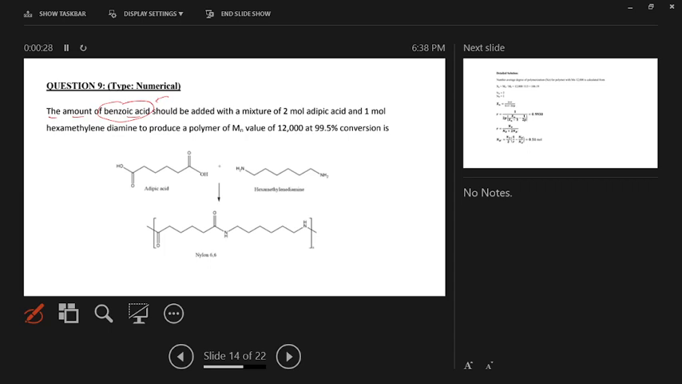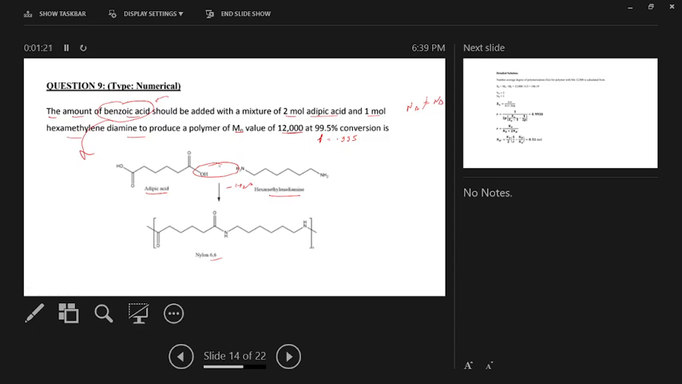Add to a mixture 2 mole of acetic acid and 1 mole of hexamethylene diamine. So here Na is not equal to Nb. To produce a polymer with a number average molecular weight Mn of 12,000 and conversion of 99.5%, or you can say 0.995. These molecules, acetic acid and hexamethylene diamine, react, releasing H2O, and they make nylon 66. We are adding benzoic acid externally. It acts as a chain stopper and will stop polymerization. So the amount of benzoic acid to be added should be found.